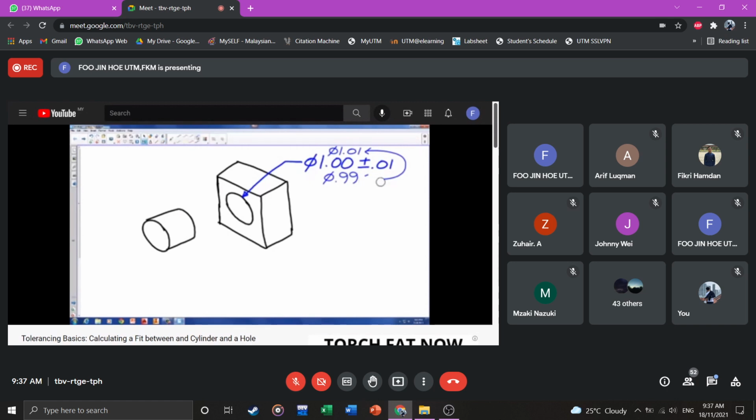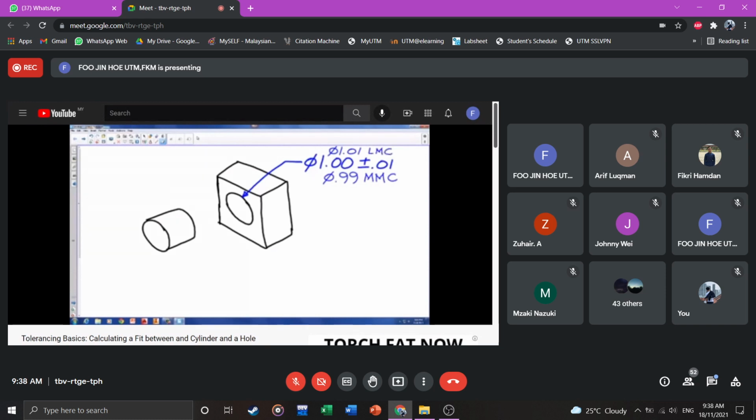Now, there's a way that we refer to these limits of size here, and we refer to one of them as the maximum material condition and the other one as the least material condition. When the hole is at its smallest, it's actually at maximum material condition, which I'm going to represent by just writing MMC. And when the hole is at its largest diameter, it's actually at least material condition.